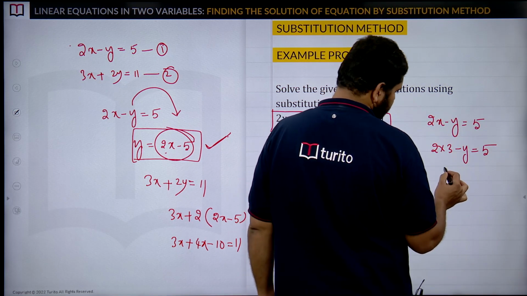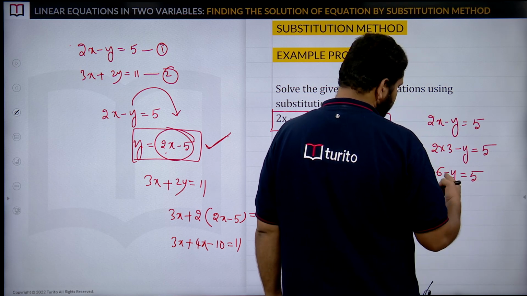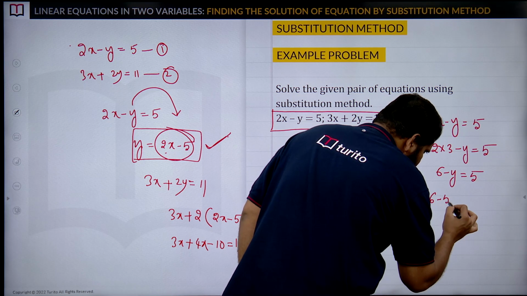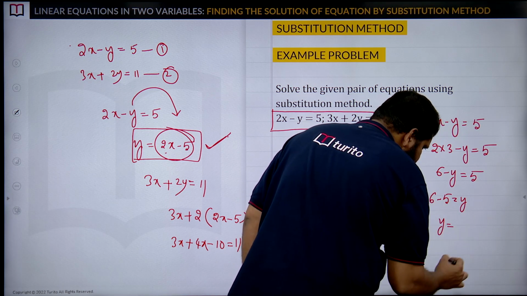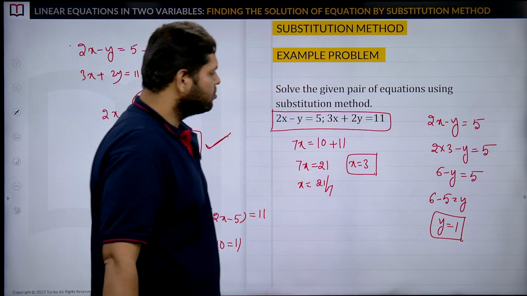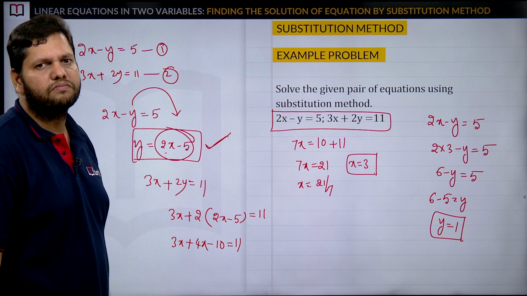So 2 into 3 is 6, and 6 minus y is equal to 5. Children, transpose y to this side and bring the 5 to this side. So 6 minus 5 is equal to y. So y is equal to what, 6 minus 5, children? The answer is 1. See, x is equal to 3 is the one solution, and y is equal to 1 is the other solution.